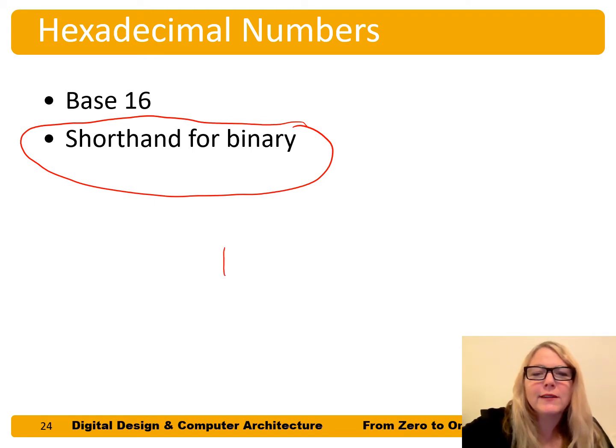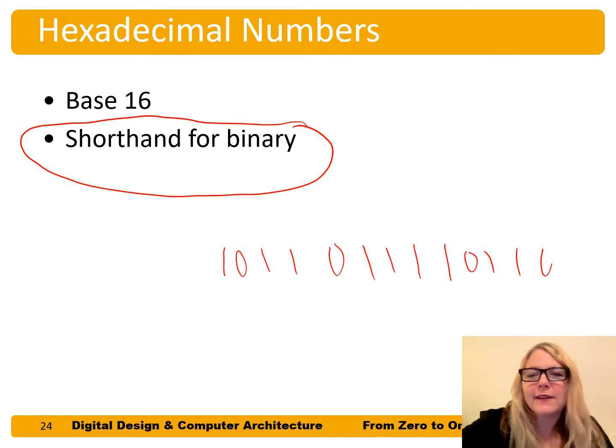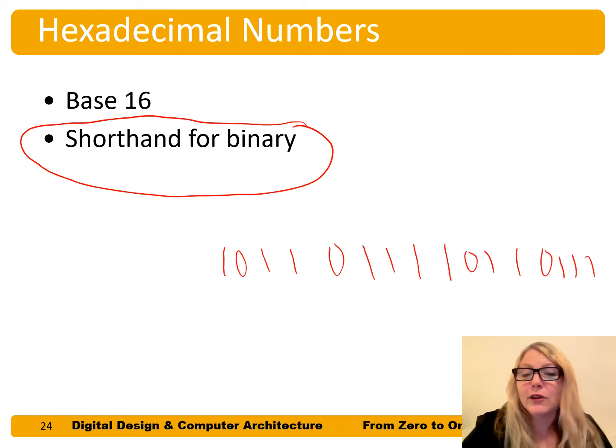Writing out a bunch of ones and zeros can be kind of annoying, especially if we start getting to large bit widths. So for example, 32 bits is what our computer uses, or 64 bits. And that's going to start to be annoying. We're just going to see this mass of ones and zeros. So instead we use hexadecimal as a shorthand for binary. And let's show how that's done.